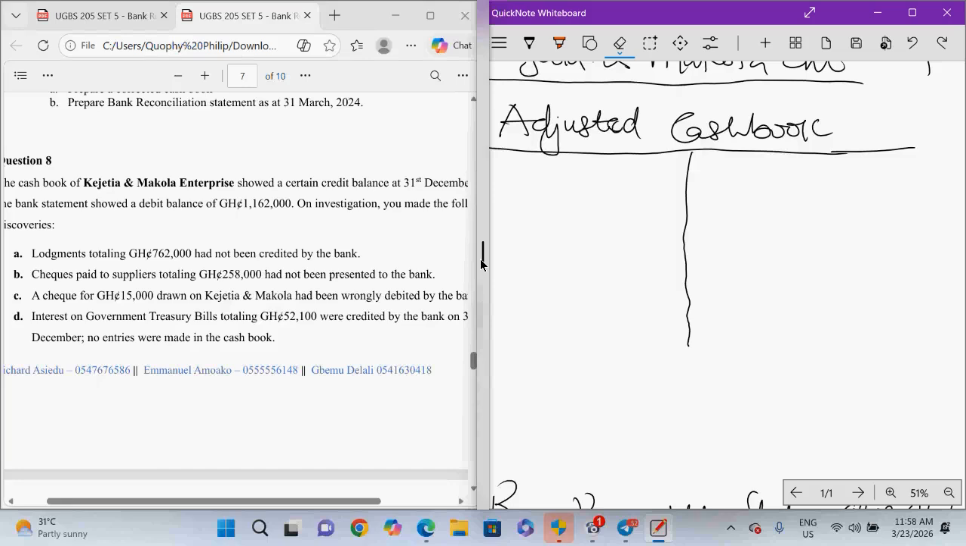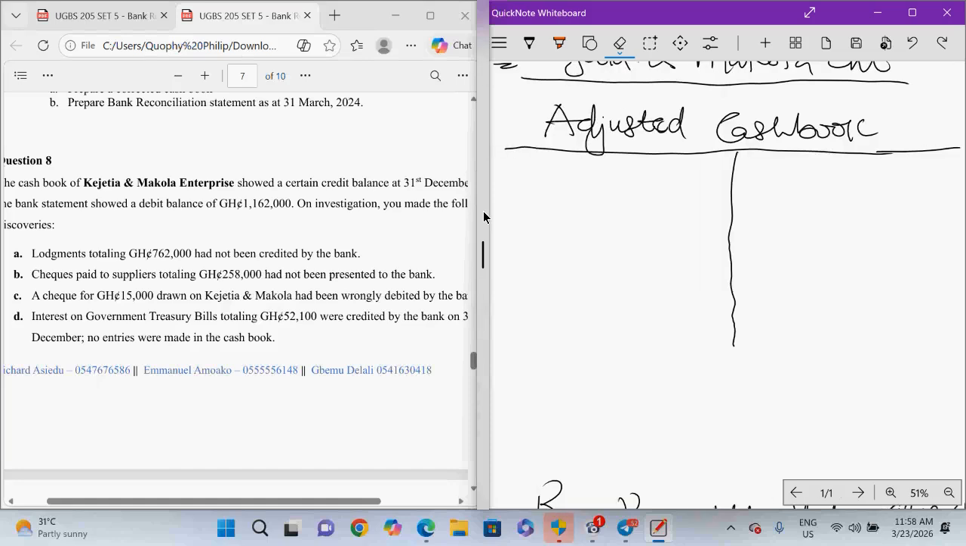A check of 15,000 paid had been wrongly debited. So that's a wrong debit, and a wrong debit does not come into the adjusted cash book. The interest on government bonds was not recorded, so let's record it. Interest on government bond. How much is the interest? 52,100.